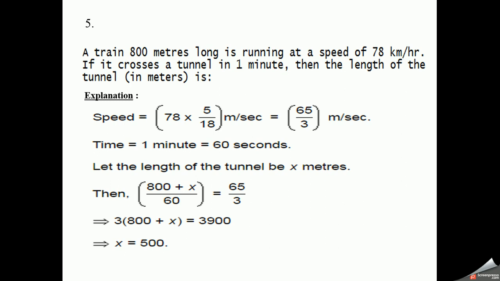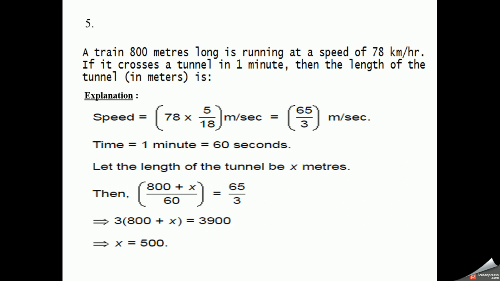A train of 800 meters long is running at a speed of 78 km per hour. If it crosses a tunnel in 1 minute, then what is the length of the tunnel? Given that the speed equals 78 km per hour, firstly convert 78 km per hour into meter per second. We multiply by 5 by 18, which equals 65 by 3 meter per second. The time is 1 minute, so convert 1 minute into 60 seconds.